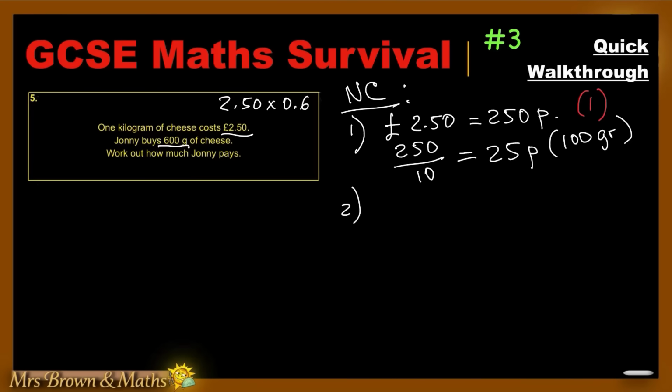Now, step 2. 6, because we have 600 grams, times 25. The final answer is £1.50.